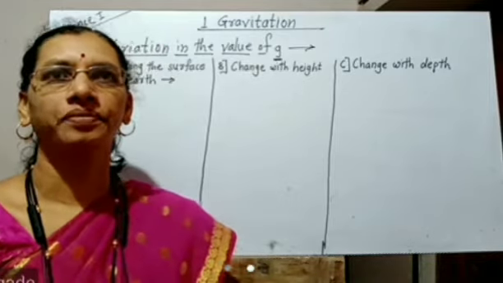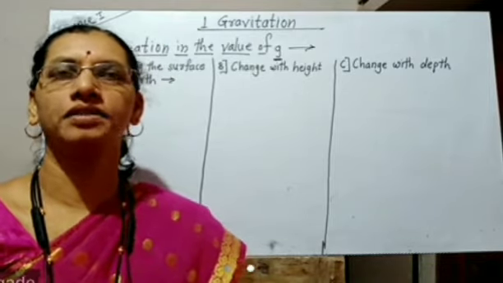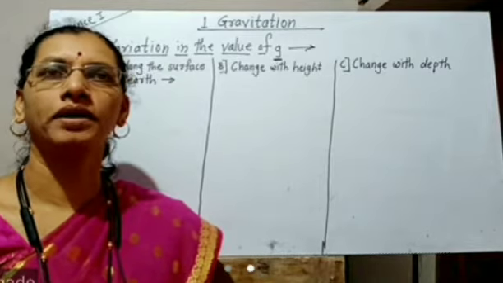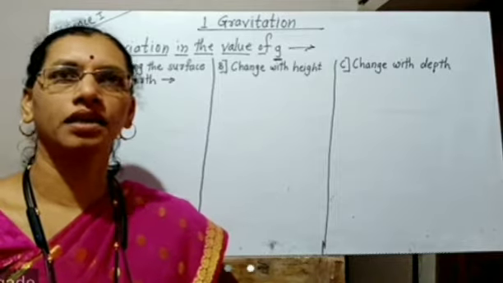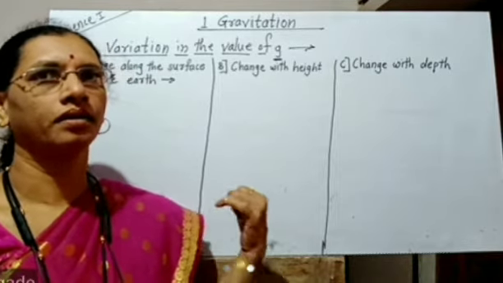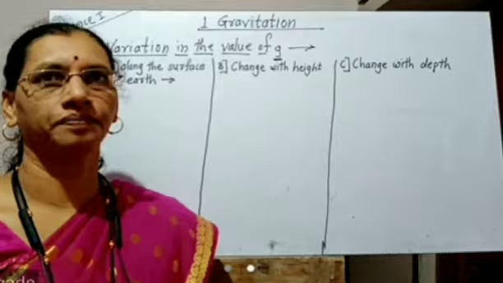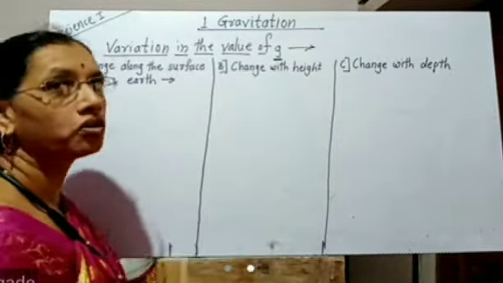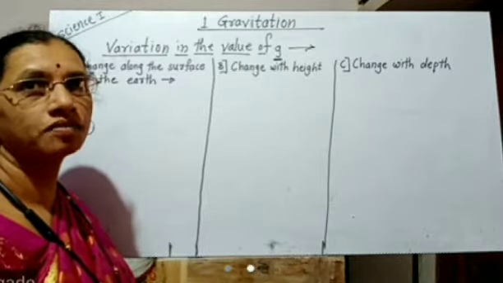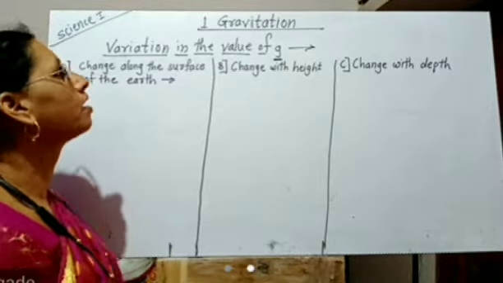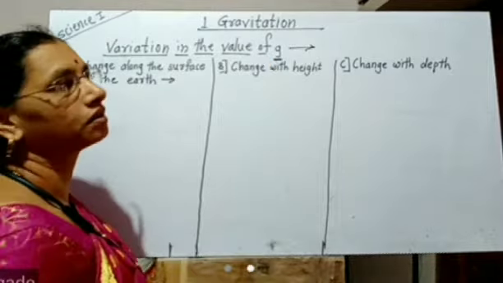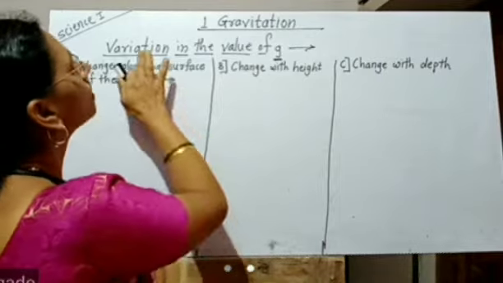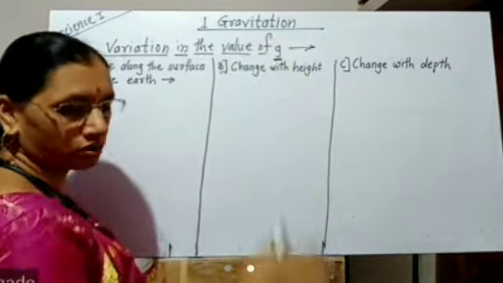In the last lecture, we studied Earth's gravitational acceleration and its derivation to find the formula for gravitational acceleration due to Earth. Now the next concept is the value of G. We have calculated the value of G as 9.77 meter per second square. But on the surface of the Earth, it is not the same; there are some variations in the value of G.